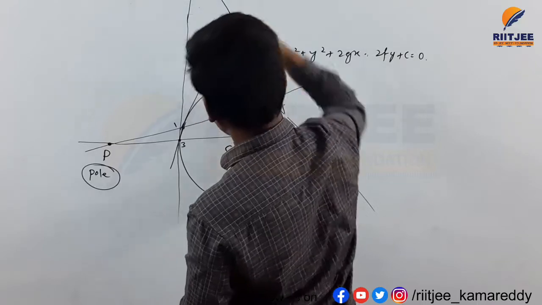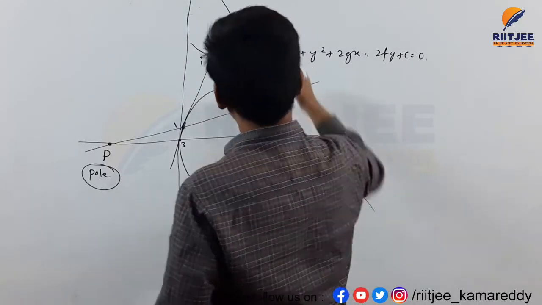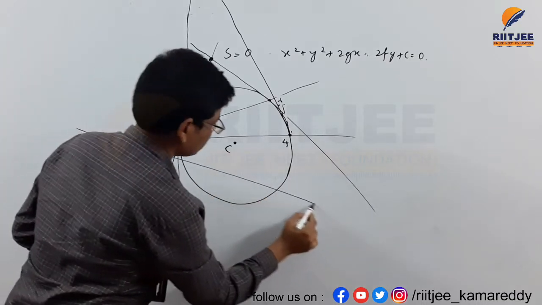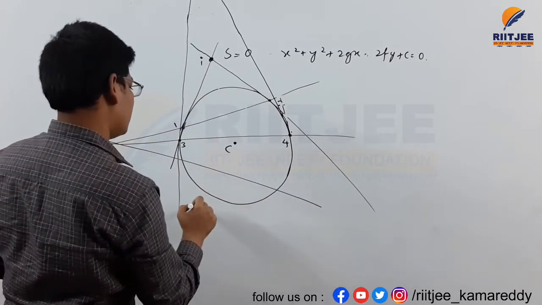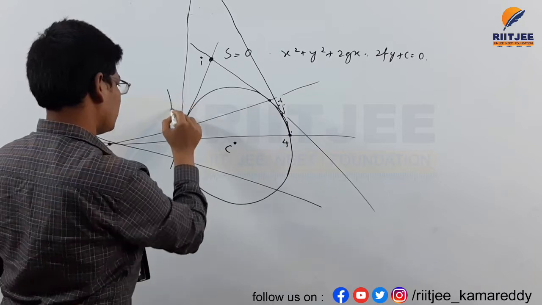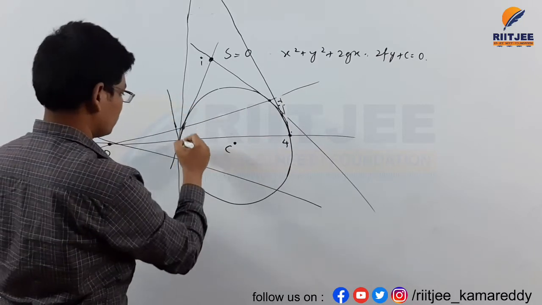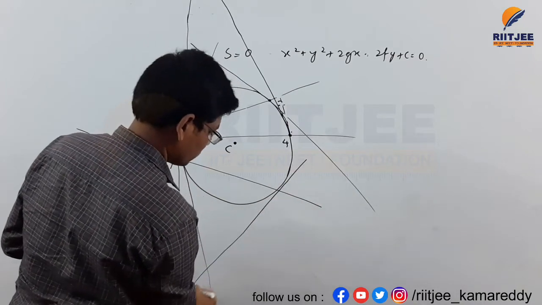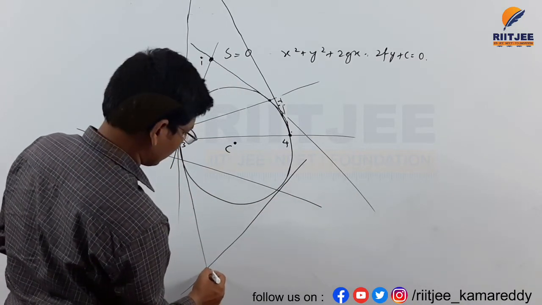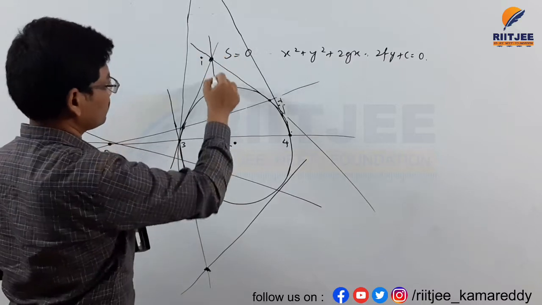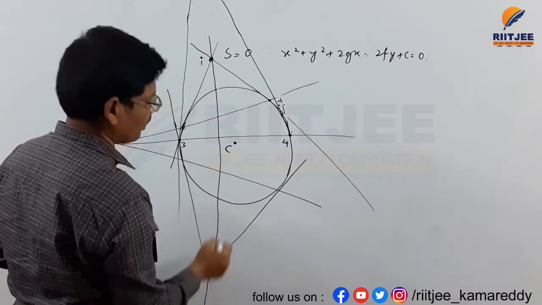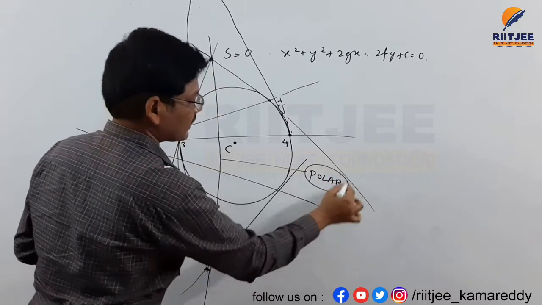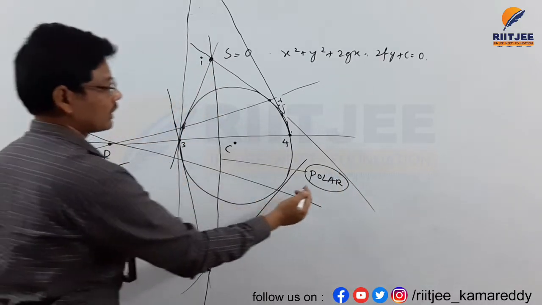Similarly, it will intersect somewhere. I am drawing one more secant line here. These are the tangent lines here. The locus of joining of these 2 points is called the polar. This is the pole and this is the polar.